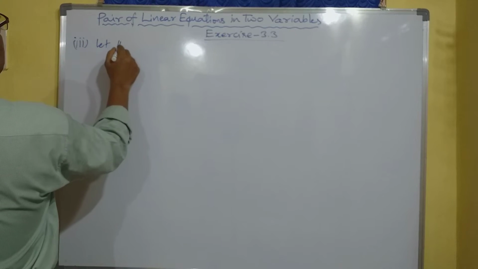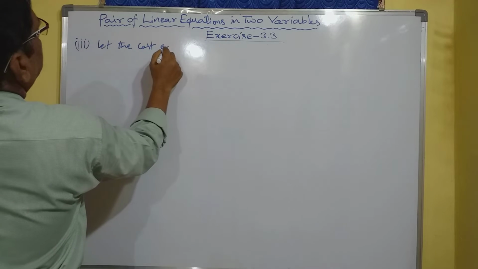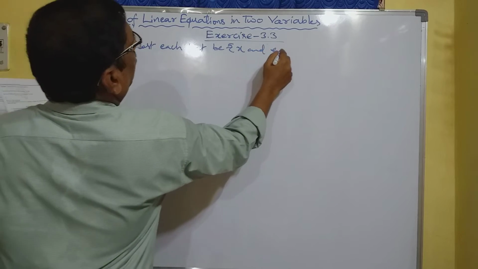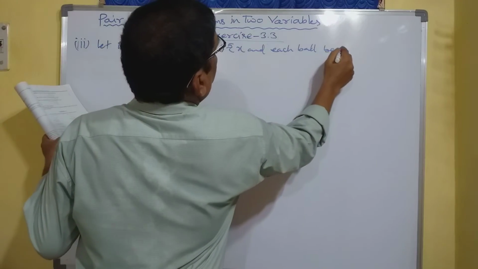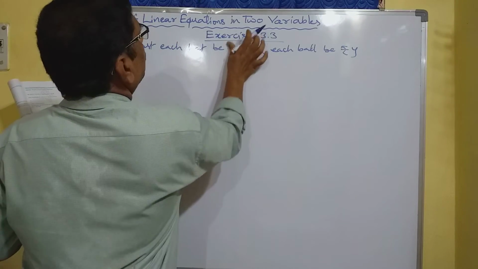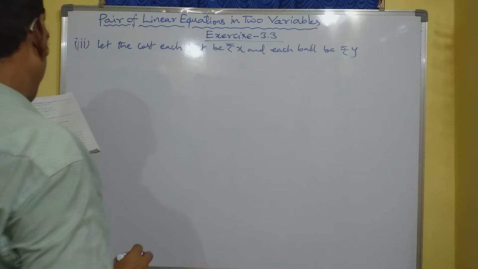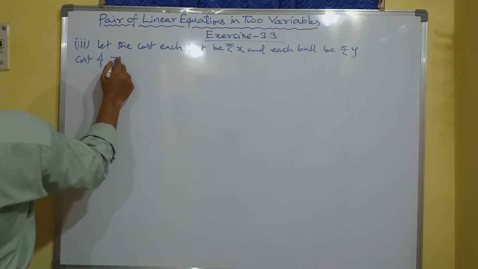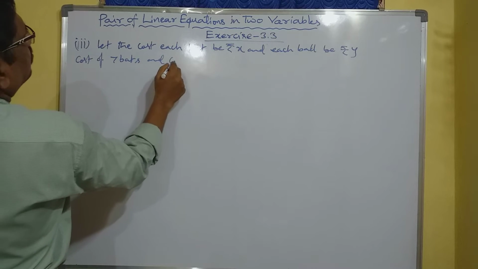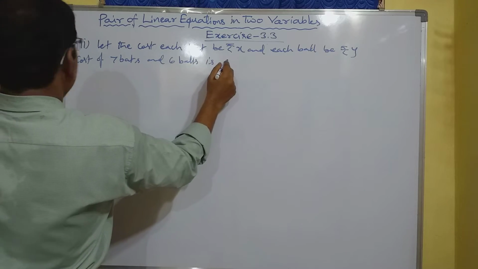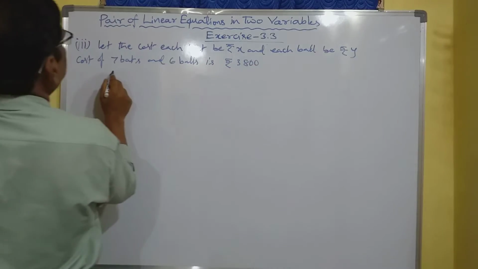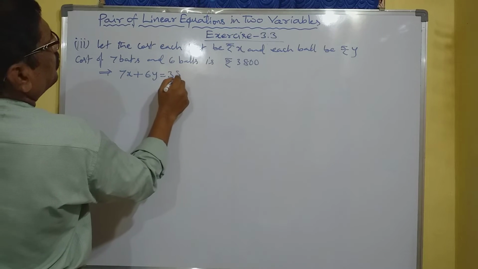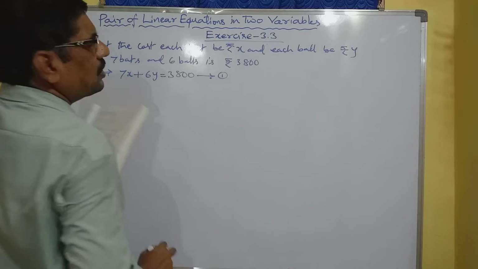Let the cost of each bat be rupees x and each ball be rupees y. We have taken rupees x and y. Now, he has given that the cost of 7 bats and 6 balls is 3,800 rupees. So from this we can write the equation 7x plus 6y is equal to 3,800. This is equation 1.